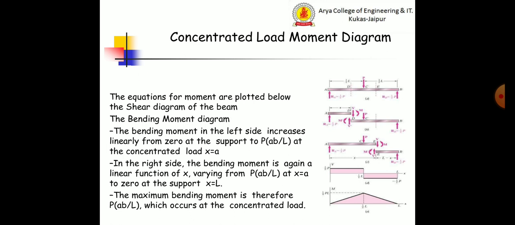Below the shear diagram of the beam is the bending moment diagram. The bending moment in the left side increases linearly from 0 at the support to Pa at the concentrated load, x equal to a. In the right side, the bending moment is again a linear function of x, varying from Pa at x equals a to 0 at the support, x equal to L. The maximum bending moment is therefore Pab by L, which occurs at the concentrated load.